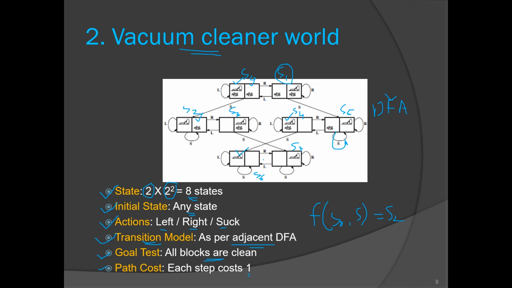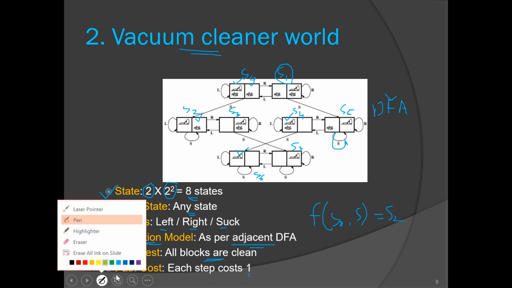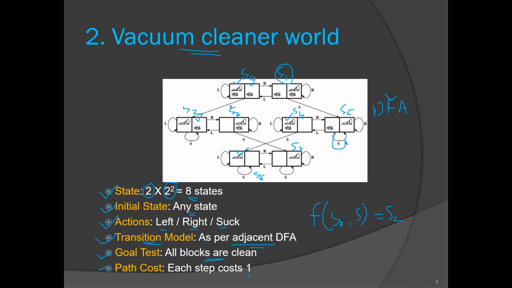Our agent may reach the goal state by following a different path also. Here itself he may issue a left command. Let me change the color of the pen. If I am starting with S1 and he goes left, then suck command, then right, unnecessarily he may issue a left command, and then again a right command, and then suck command. So in this case, what will be the path cost? 1 2 3 4 5 6. So we may reach the goal state by following different paths also.